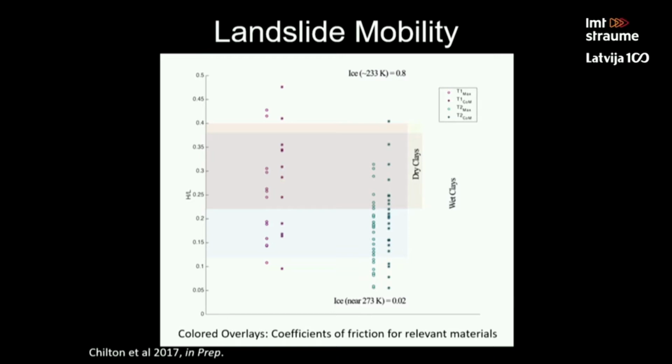And what we're plotting here is the values of laboratory measured coefficients of friction for different materials. So ice at 233 Kelvin, ice near 273 Kelvin, dry clays in here, wet clays out in here. So these are all Ceres relevant materials. So the physical properties of those measured in the lab compared to what we're seeing from the landslides.